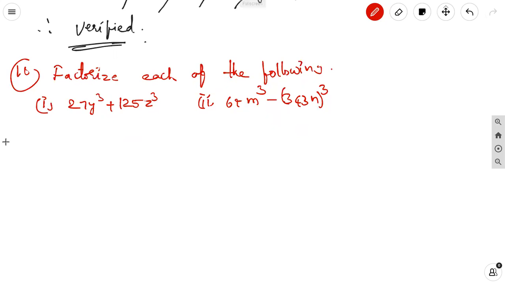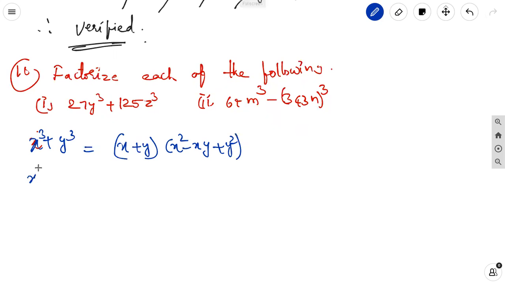That is, x cube plus y cube is equal to x plus y into x square minus xy plus y square. It is taken as one formula. x cube minus y cube is equal to x minus y into x square plus xy plus y square. For x cube minus y cube, one factor is x minus y, and the second factor has positive terms. In the first one, only the middle term is minus. Just remember that.